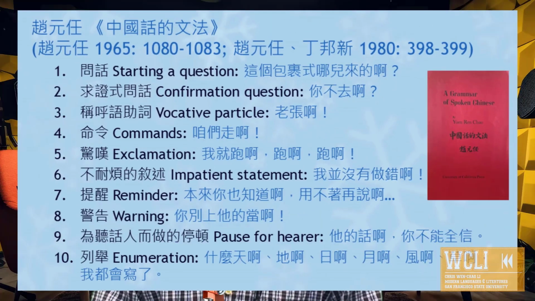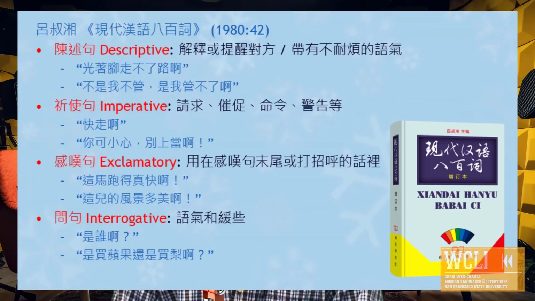Wen-chao, for example, in his 1965 Grammar of Spoken Chinese, listed as many as 11 different types of sentence final a. In his description, a can be used to start a question, to seek confirmation, to express exclamation or impatience, and a number of other different functions. The Chinese linguist Lu Shuxiang, in his 1980 work on the Chinese lexicon, reduced the categories to 4, that is, descriptive a, imperative a, interrogative a, and exclamatory a.